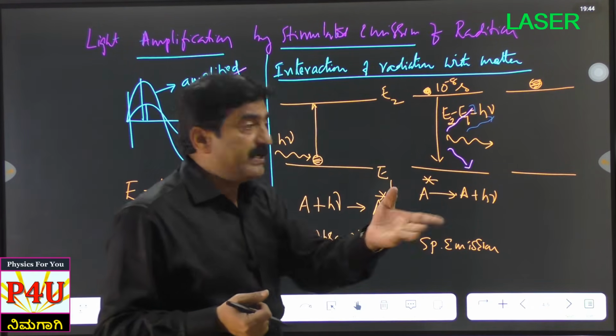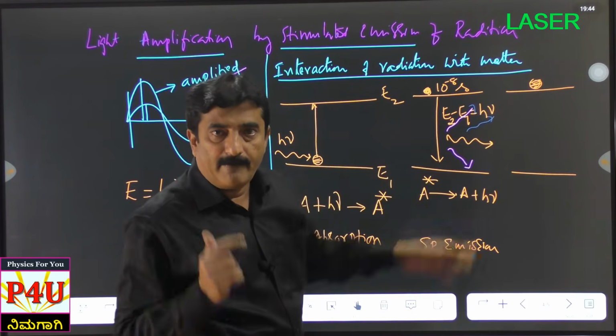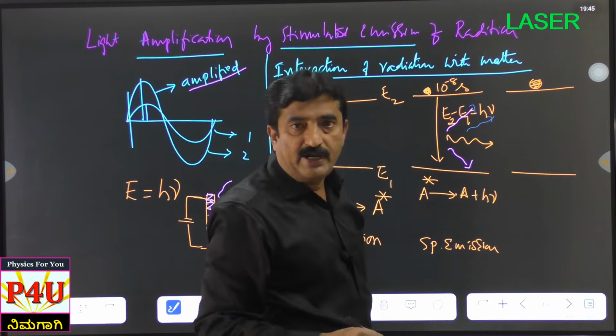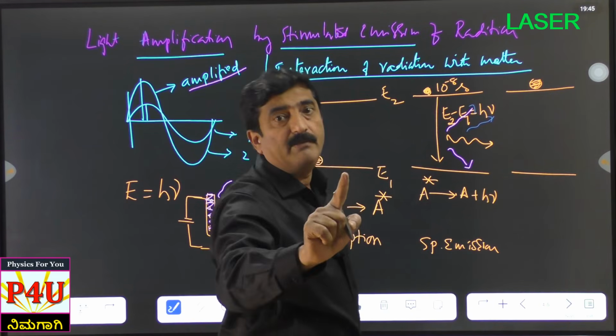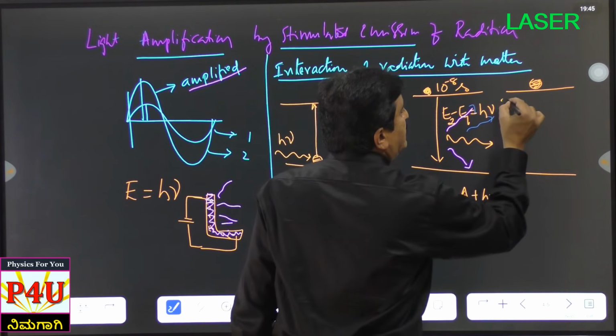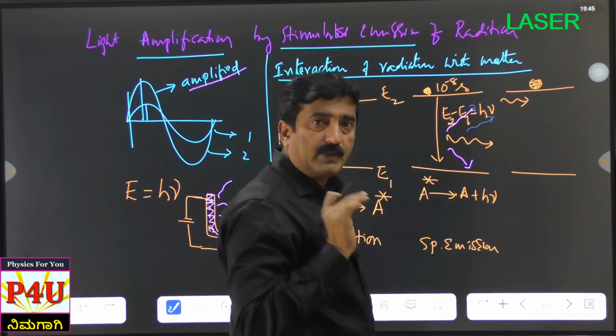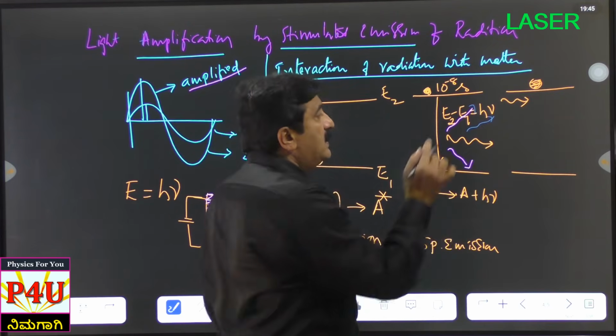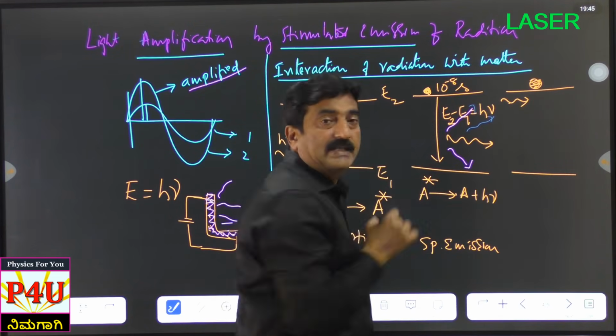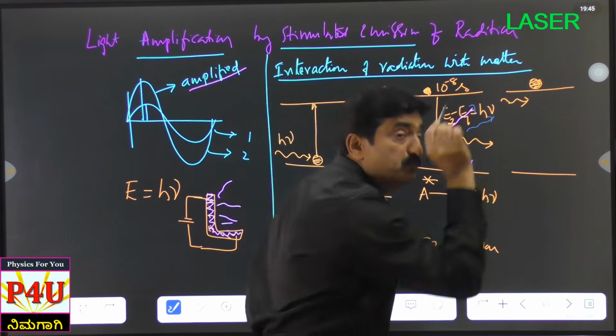So now how to achieve? Coming back to this, I will explain now. Atom is already in the excited state. Within 10 power minus 8 seconds definitely it will come down, but before it is coming down, do one thing, send one photon. Before the atom comes down, send one photon. Then what happens? This photon will influence this atom.